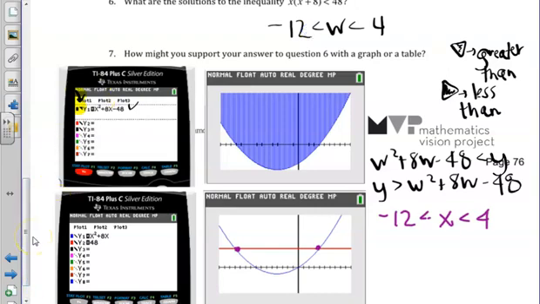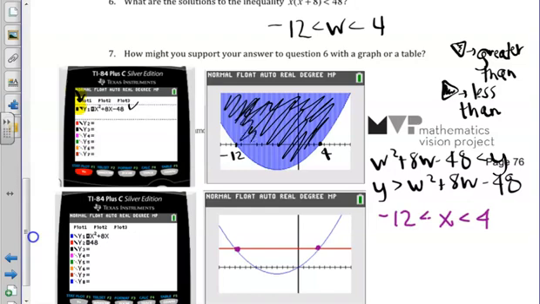Now notice when I graphed it in my graphing calculator, this value is my lowest and this is my highest. It's hard to see on this graph, but that's a negative 12 on the left and that's a 4. So notice that everything in between is shaded. That's because my width can be anything in between negative 12 and 4. Any point in there will be a solution to this inequality.